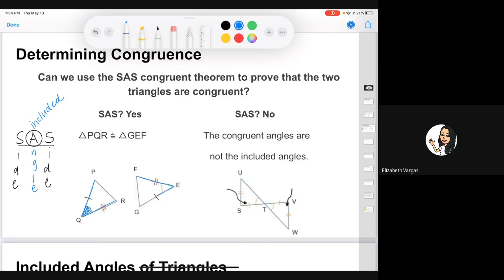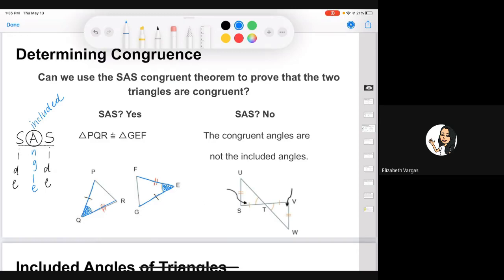These two sides form this angle right here, and so that is my included angle. So basically what this is telling me is that I have two sides which are congruent to each other and two included angles which are congruent to each other, and so therefore those two triangles are congruent to each other. So therefore I can use the side angle side congruence theorem to prove that these two triangles are congruent.